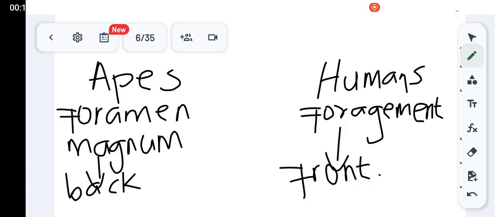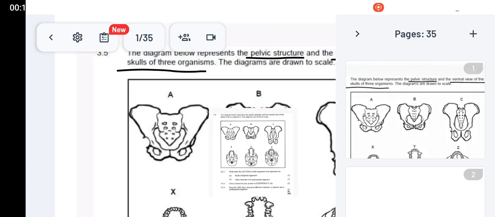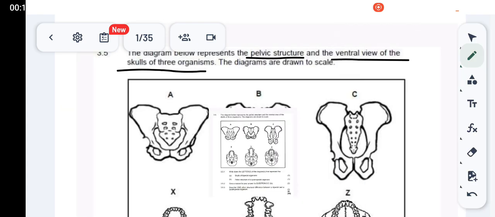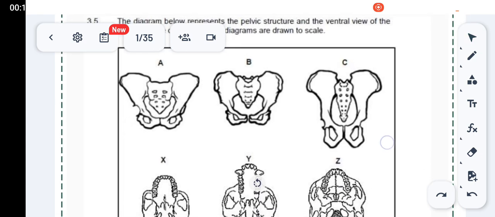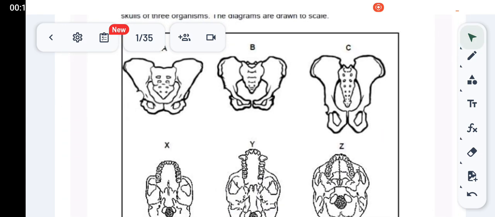Right. That is the anatomical differences between African apes and humans in terms of the pelvic structure and also the skull, or the ventral view of the skull. Okay, so now after you highlight, then you analyze what is given to you. So let us take a look at the pelvic structures. So we've got 3 of them.